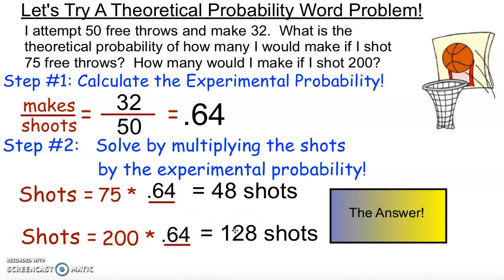So if I physically shoot the free throws, I'm doing the experimental probability, and I got 32 out of 50. I can now use that probability theoretically to calculate how many I would make if I shot 50, or if I shot 100, or I shot 75, or 200 in this example. I can use that number to calculate the likelihood I would do that in other situations.